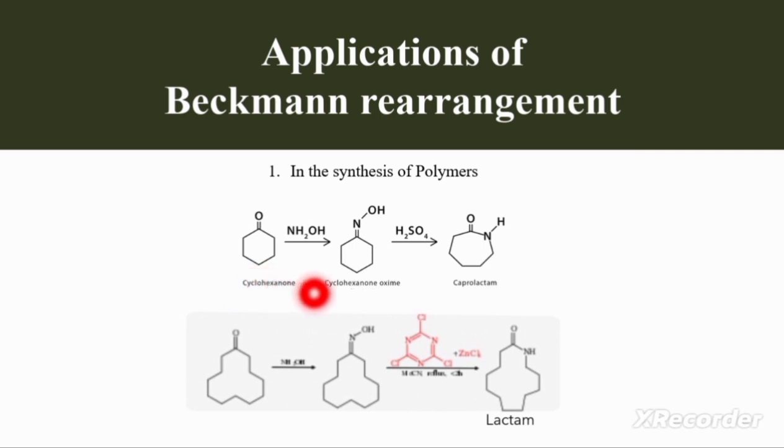Here cyclohexanone is used. Cyclohexanone reacts with hydroxylamine, which forms cyclohexanone oxime. Here they have used sulfuric acid for protonation of OH. Okay, and after protonation, rearrangement will take place and caprolactam will form. Okay, so try to solve the mechanism for these examples.